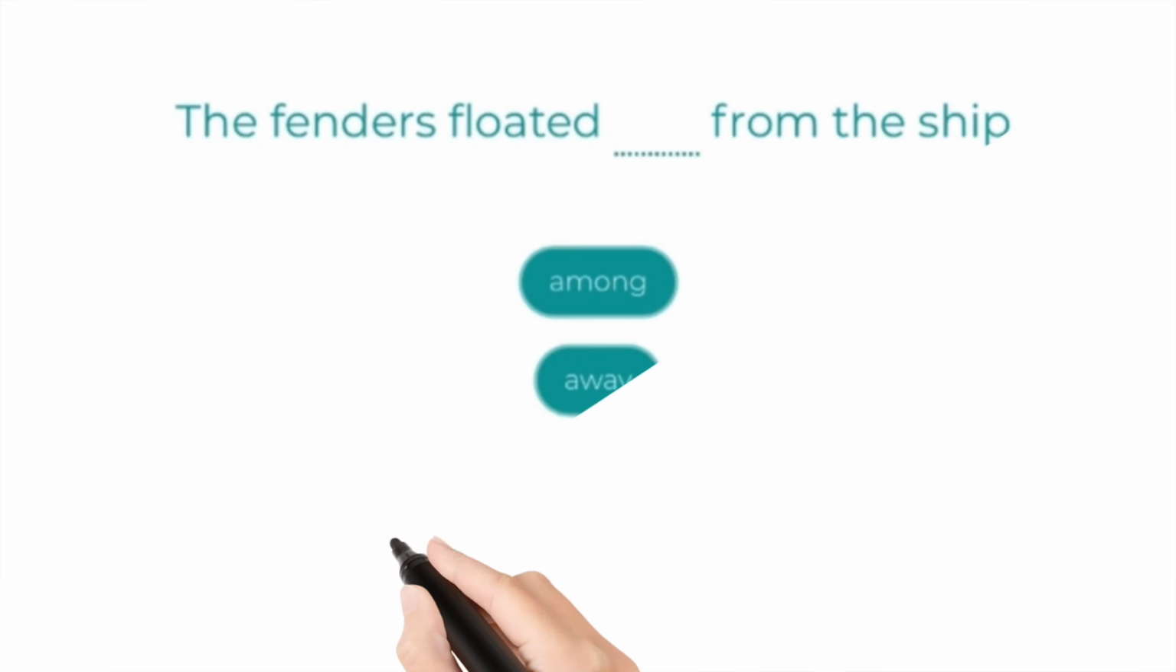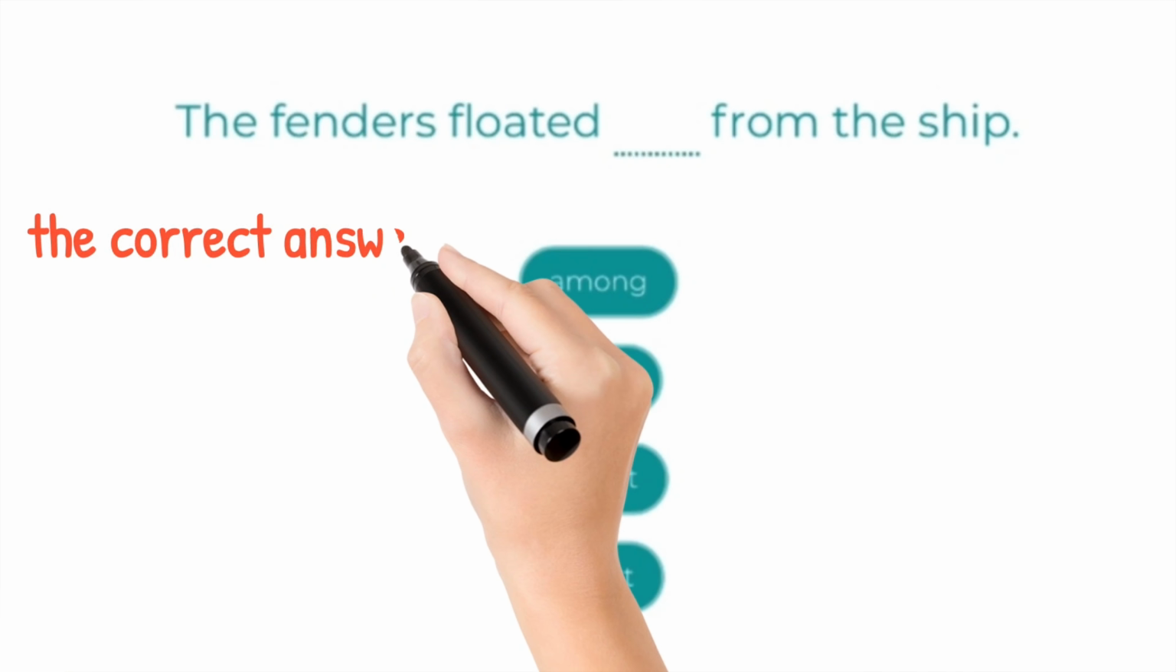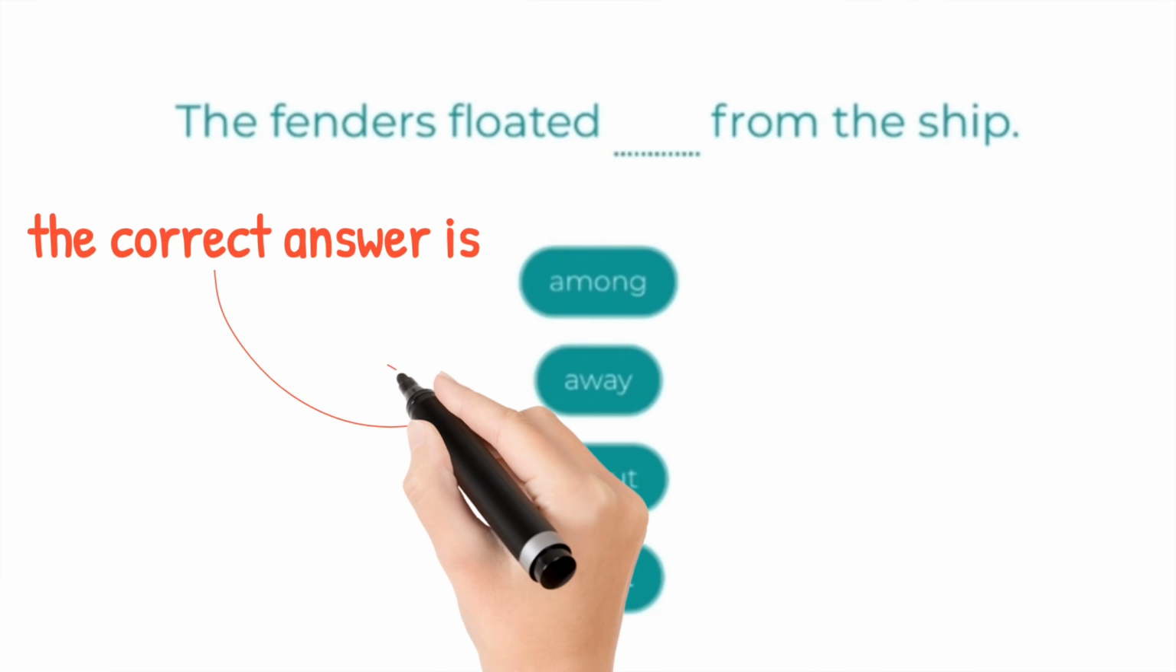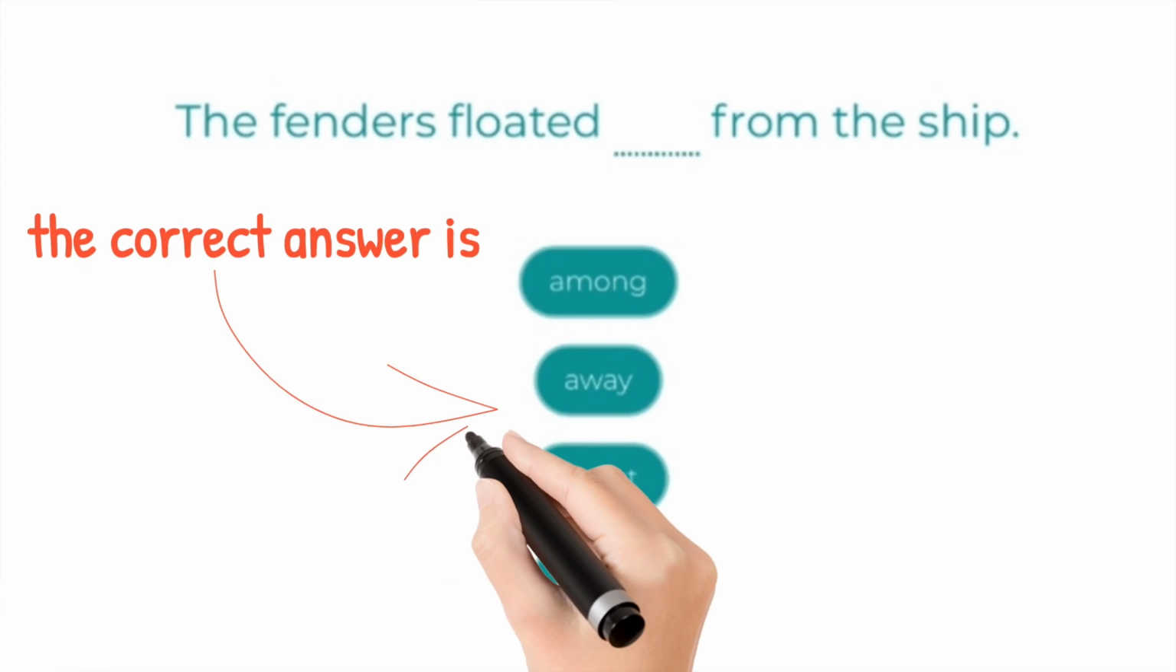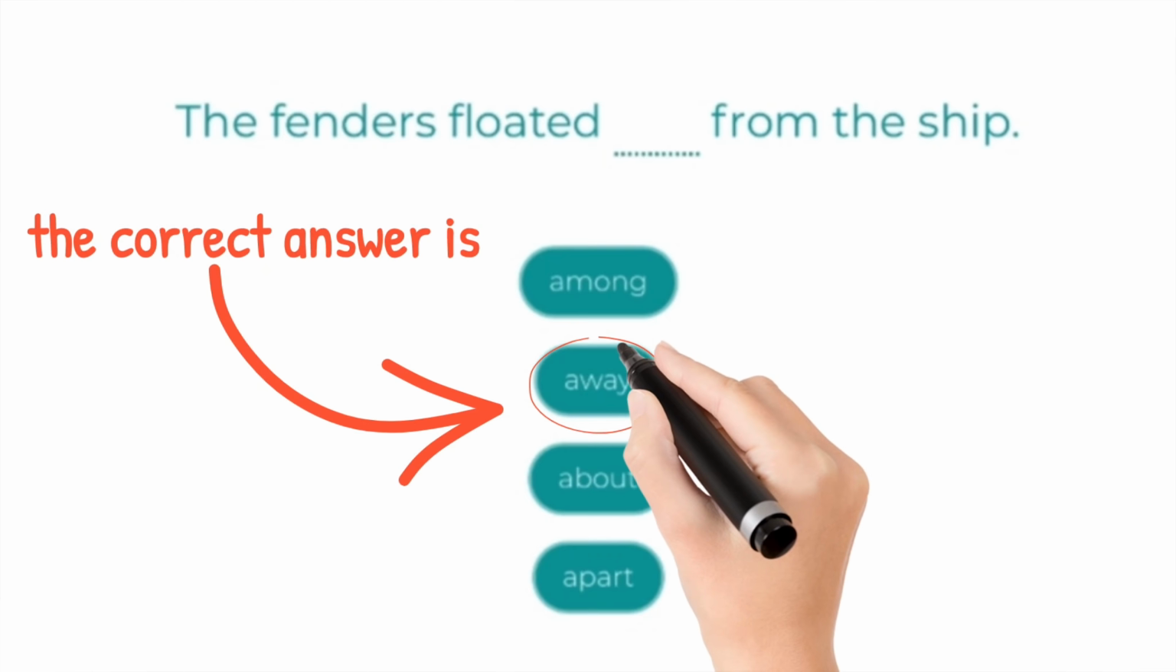Continue to the next question. On the screen is, "The vendor floated ___ from the ship." The options for the answer are among, away, about, or apart. What is the correct answer, do you think? The correct answer is away.